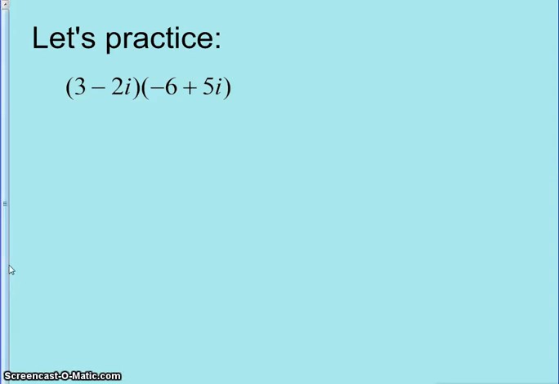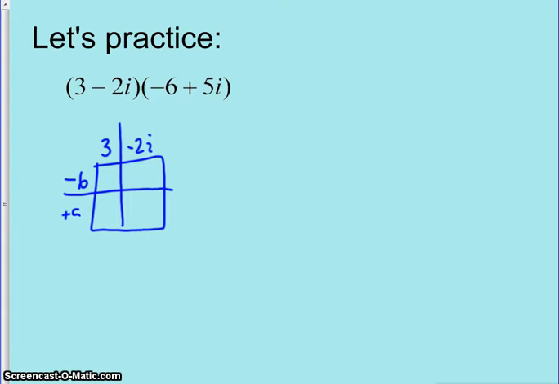We did FOIL in the last one, so let's do the box method for this one. Alright, so we have 3 minus 2i and negative 6 plus 5i. And notice that I'm carrying the signs with me. That way I don't forget what's plus, what's minus. So negative 6 times 3 is negative 18. Negative 6 times negative 2i is going to be positive 12i, because negative times a negative is a positive.